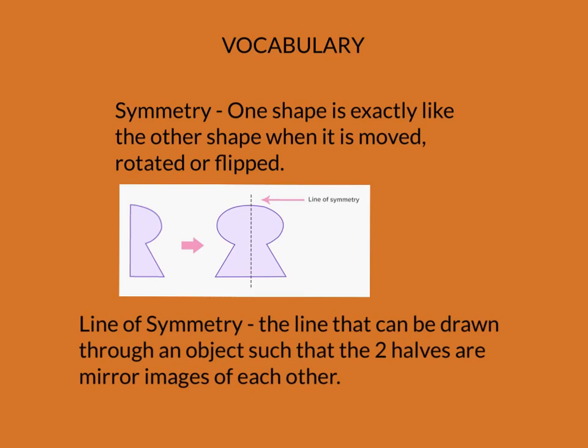Our first word is symmetry, and that is when one shape is exactly like the other shape, even when it's moved, rotated, or flipped. Our second word is line of symmetry. This represents the line that can be drawn through an object such that the two halves are mirror images of each other. I added a picture above to show where the line of symmetry is splitting this object into two halves that are mirror images of each other.